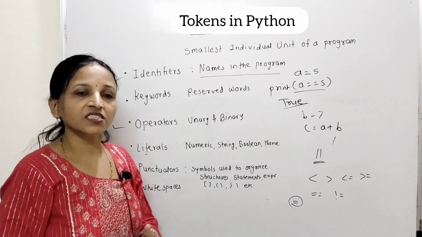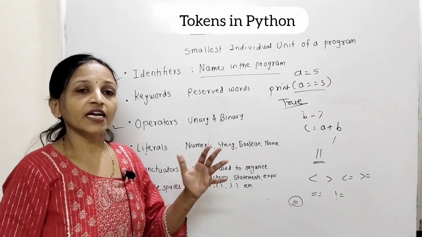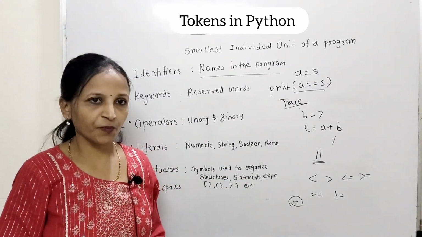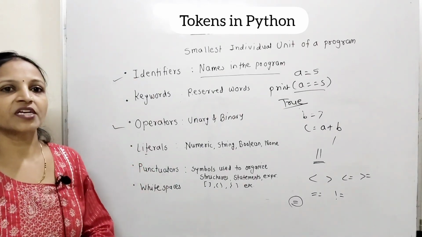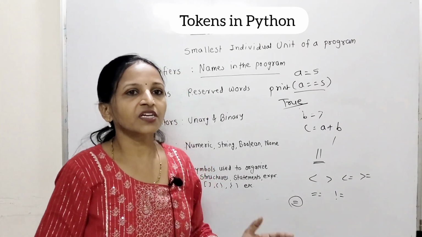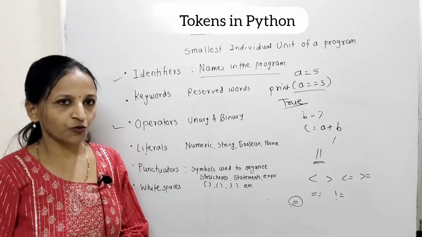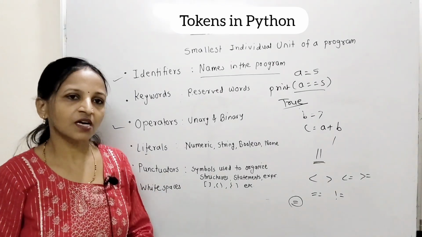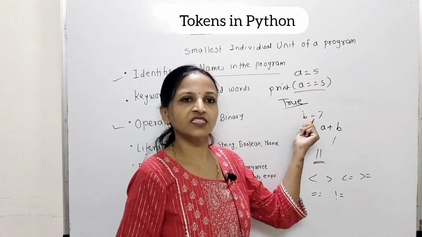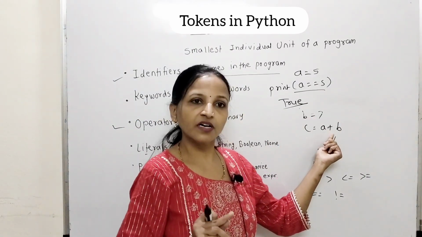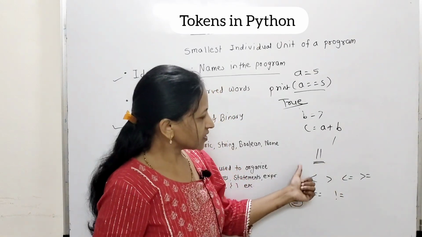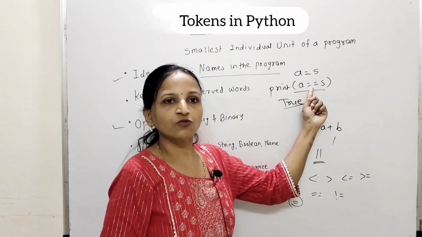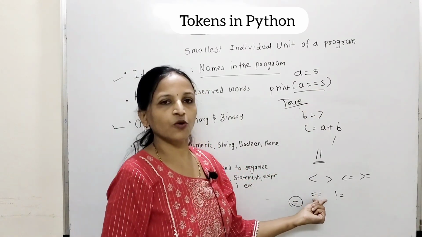The operator concept is nothing but a special symbol that you use to do any mathematical or logical action on operands. There are basically two types of operators, unary and binary. If an operator acts on a single operand, it is a unary operator. If it acts on two operands, it is a binary operator. Some examples: equal to is the assignment operator, plus is an arithmetic operator for addition, and less than and greater than are relational operators. Double equal to is again a comparison or relational operator.